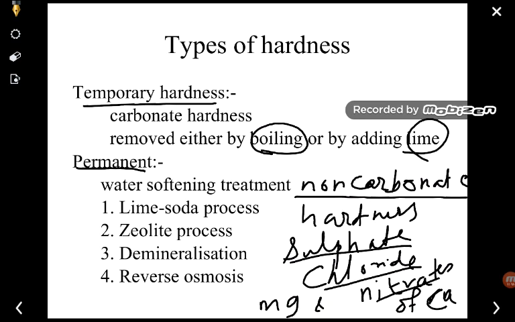And how can the water softening treatments be done in order to remove this permanent hardness? There are certain methods by which we can remove the permanent hardness of water, and this process is known as water softening treatment, that is, converting hard water into soft water by a certain method. The first one is the lime soda process, second is the zeolite process, third is demineralization, and fourth is reverse osmosis. We are going to discuss them one by one.